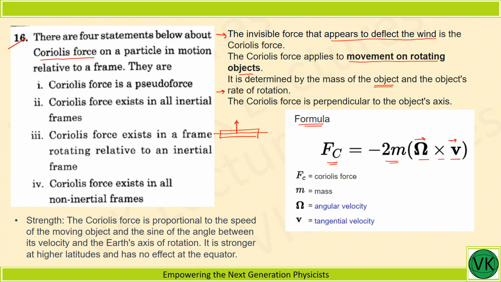Omega is the angular velocity while v is the tangential velocity. Now the strength of the force depends on these parameters, which are mass, the angular velocity and the tangential velocity. And you have to remember that it is stronger at the higher latitudes and it has no effect on the equator because of this angular velocity. Angular velocity is the least in the equator region, and as it goes to the higher latitudes the angular velocity will increase.